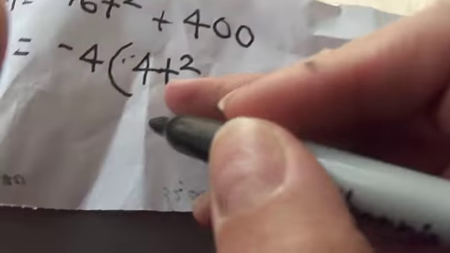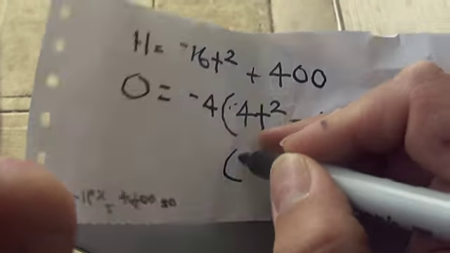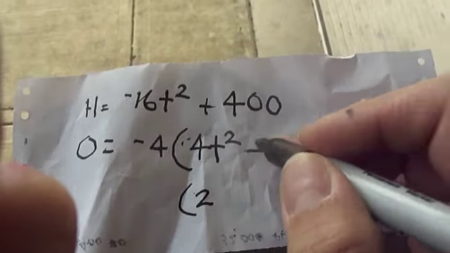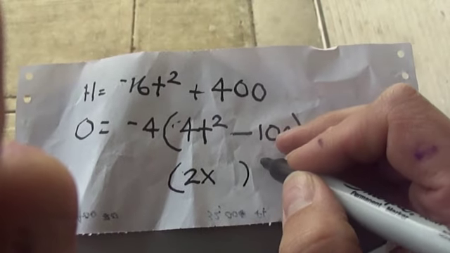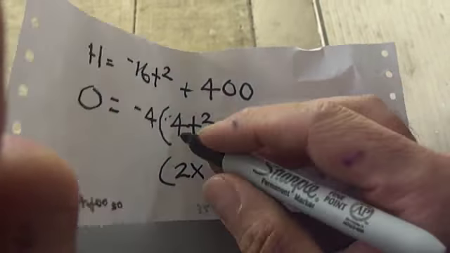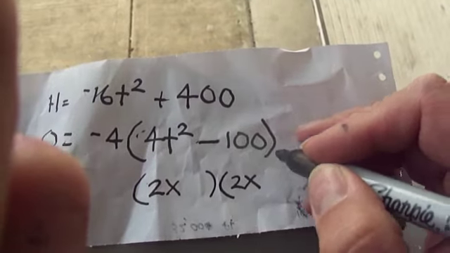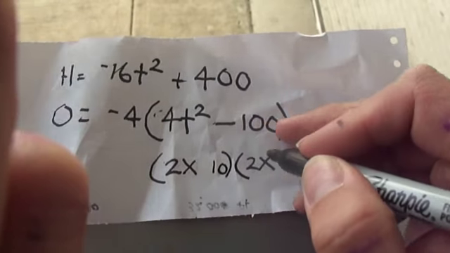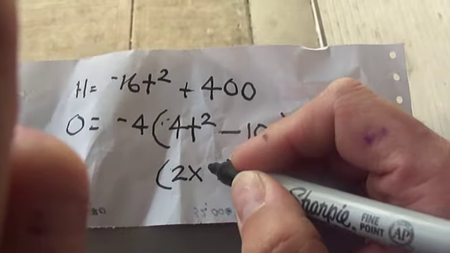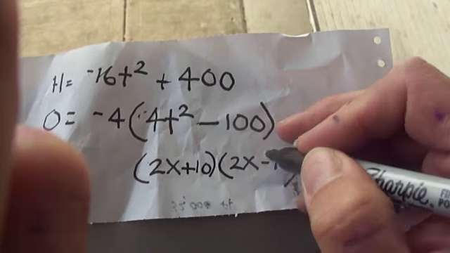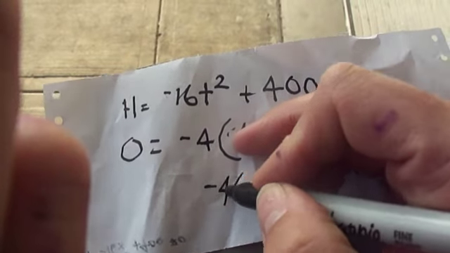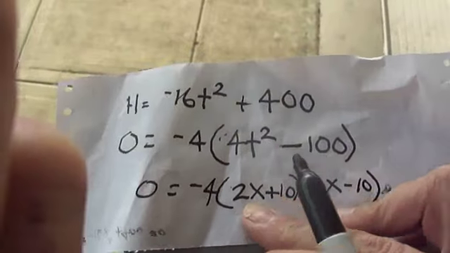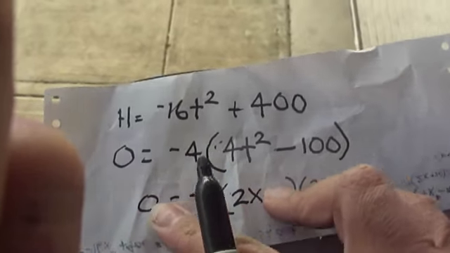It's a little tricky here, but we're going to use x's instead of t. So that's 2x, because that's the square root of 4x squared. And what's the square root of 100? That's right, it's 10. So we go 10 here, plus and minus: 2x plus 10, 2x minus 10. And we're left with the -4 out here, which you can keep out there, equals 0. So here's the question: what's the x value that would make this whole side equal 0? If we can get that, we'll get our answer.